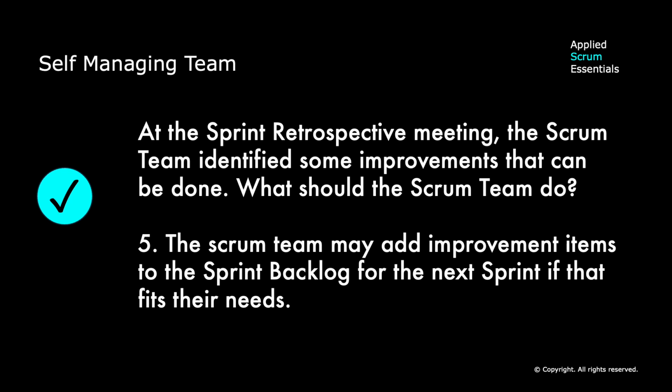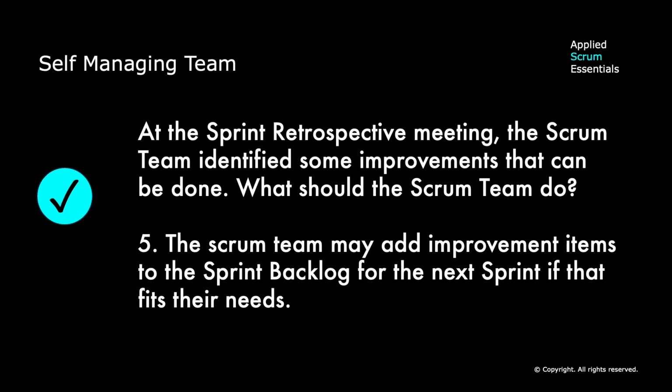Adding them to the sprint backlog is one potential approach, but not the only one. Legacy versions of the Scrum Guide suggested including at least one high-priority improvement in the next sprint backlog. However, real-world situations might require flexibility. The team might choose to address some improvements outside the formal sprint backlog structure, as long as they are implemented effectively.